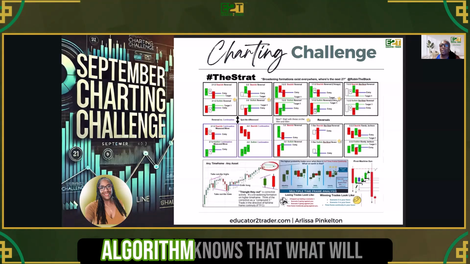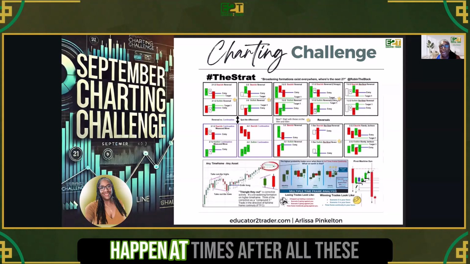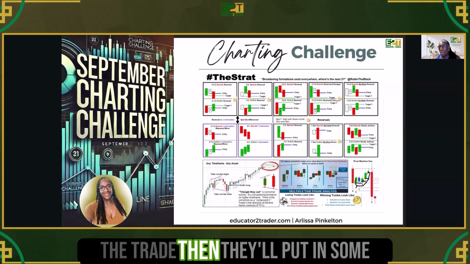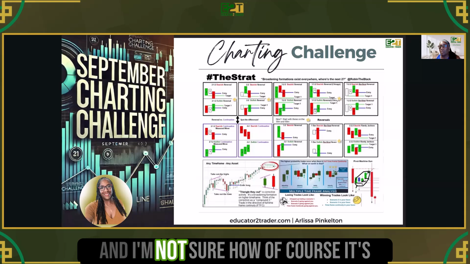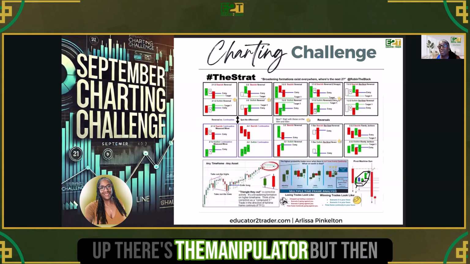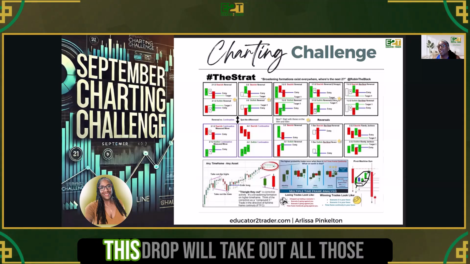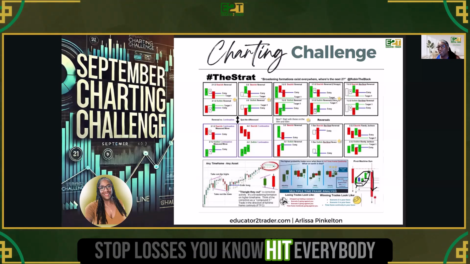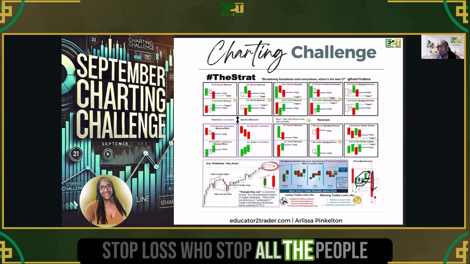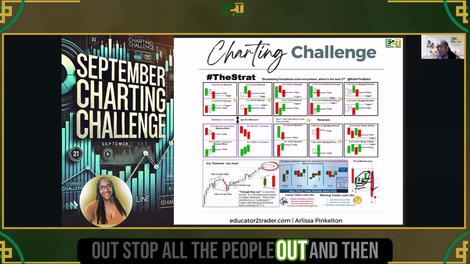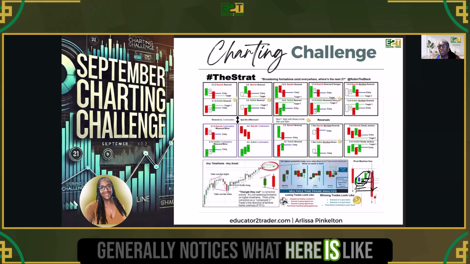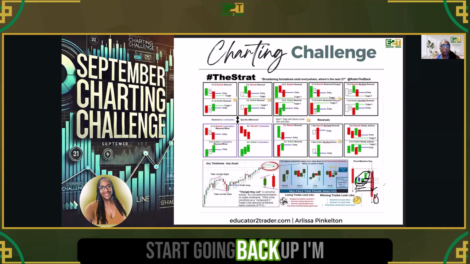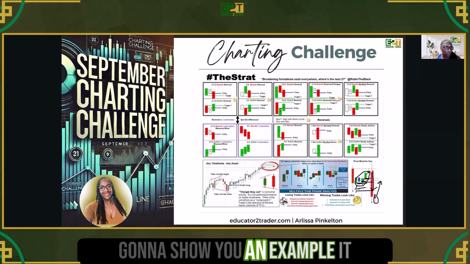And because the algorithm knows that, what will happen at times, after all these people are riding the trade, is they'll put in some, and I'm not sure how, of course, it's the manipulators, but then this drop will take out all those stop losses. It'll hit everybody's stop loss. Whoop, whoop, whoop, stop all the people out. And then generally, notice this one here is a hammer, which means it'll stop all these people out, and then it'll start going back up. I'm going to show you an example. It happened today.